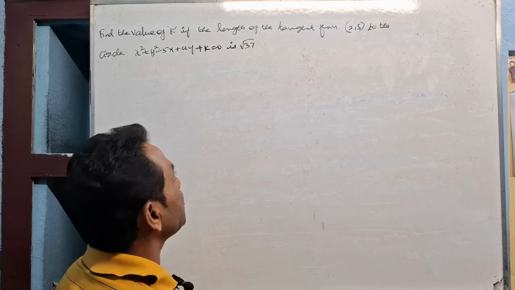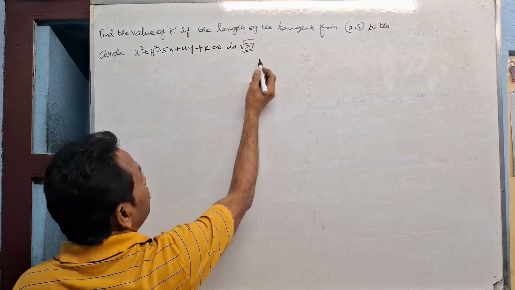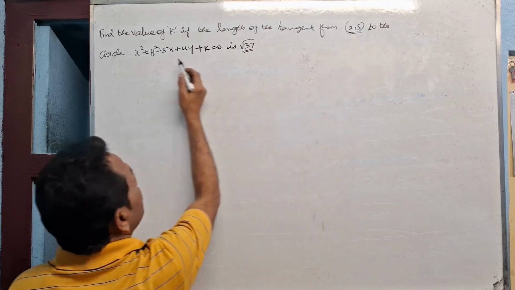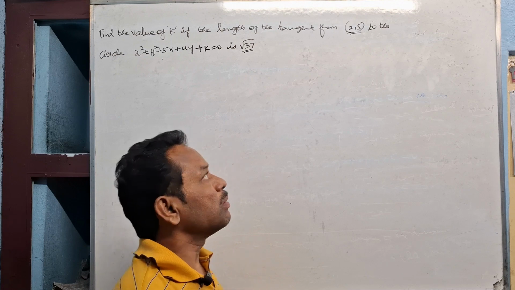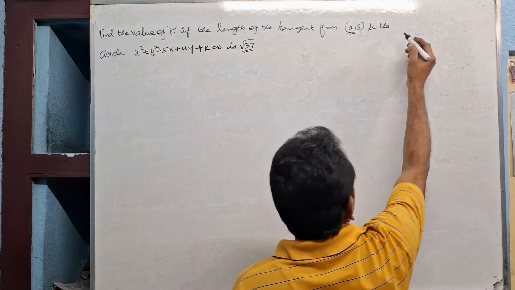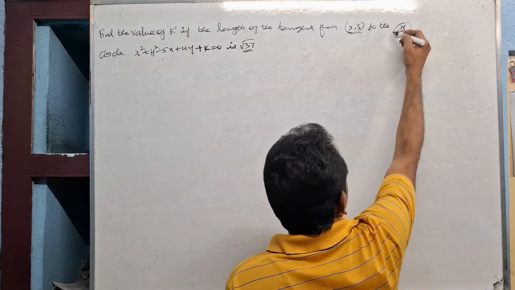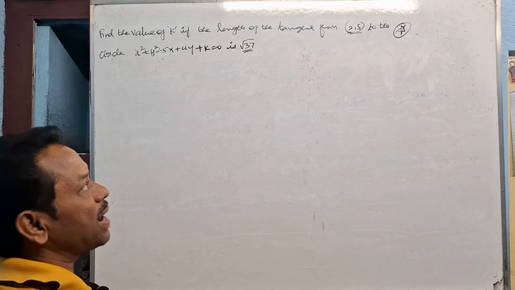Bacho, in this question it is given that the length of the tangent from (2, 5) to the circle is root 37. We need to find the value of k. Bacho, this is one of the important questions for your boards. Practice this sum well to get 2 marks.